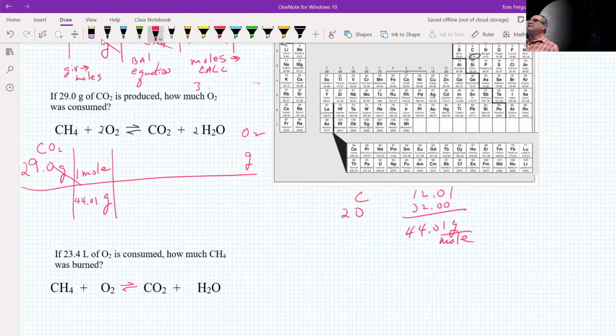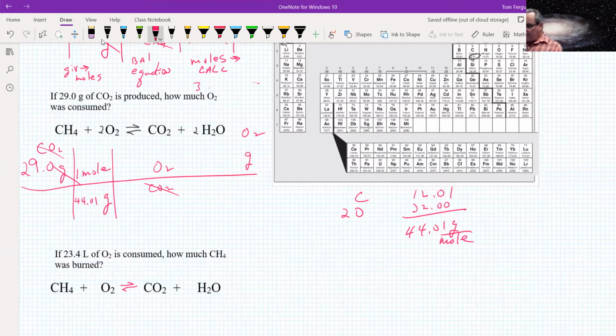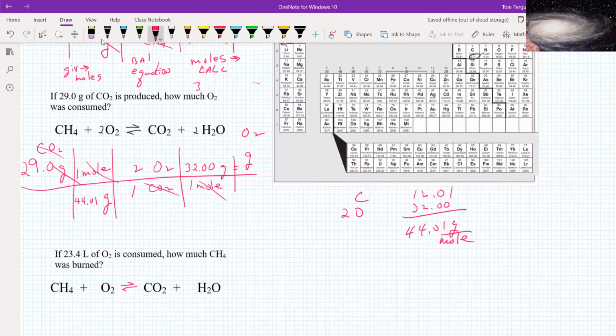Step number two, the middle one, is the ratio from the balanced equation. Okay, so we want carbon dioxide on the bottom, and oxygen on the top, because the carbons need to cancel. And from the balanced equation, it's 1 to 2. Looking at the coefficients now. Now we're going to convert moles of oxygen to grams of oxygen. And it's going to be 3 sig figs.